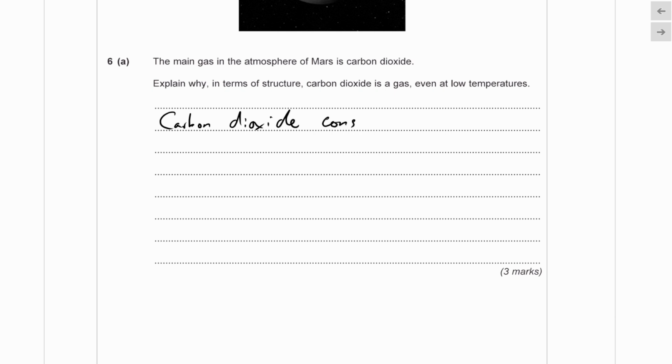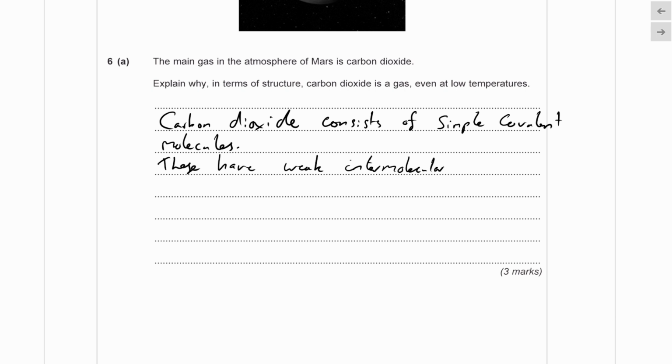consists of simple covalent molecules. Alright, full stop. So simple covalent molecules are what make up the carbon dioxide. So these have weak intermolecular forces to each other.